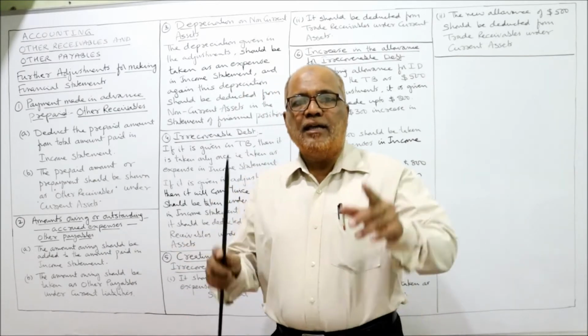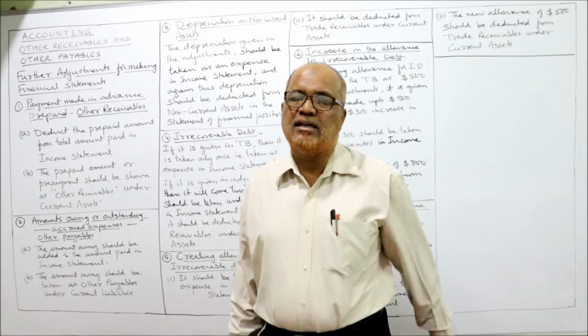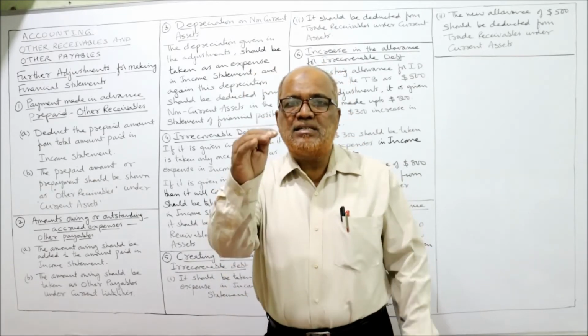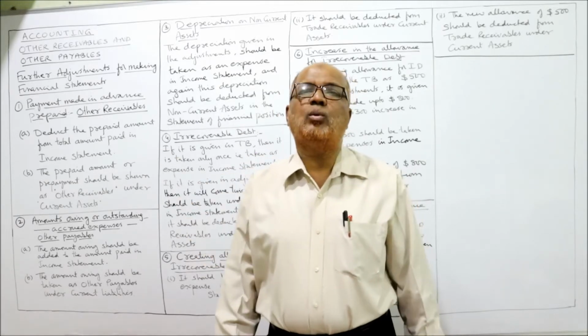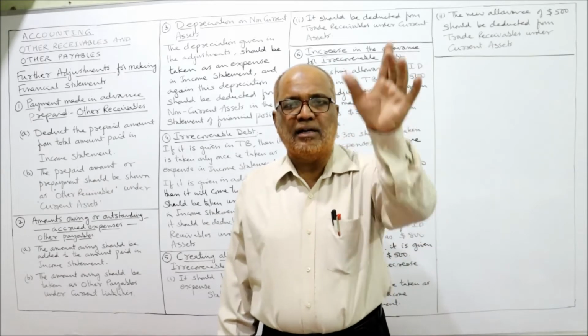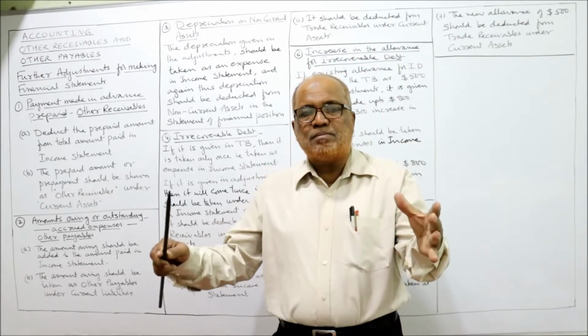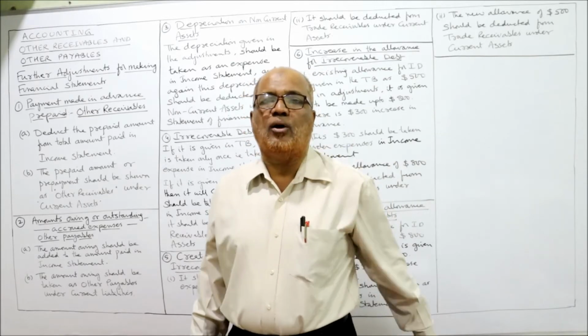Example, in the trial balance, salaries paid 1 lakh is given. In adjustment, salary is owing is given 20,000. So 1 lakh rupees salary already paid, it is given the trial balance. In adjustment, it is given 20,000 salary are still outstanding, owing.